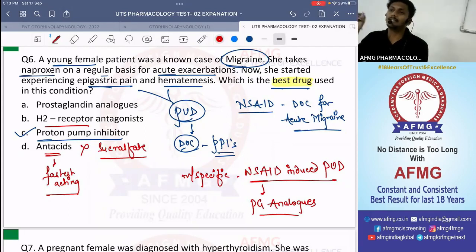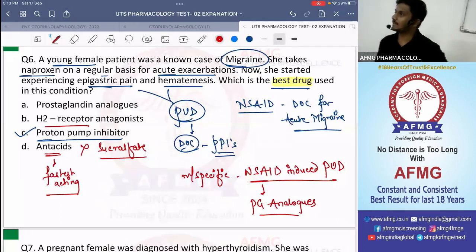And if you give antacids, what will happen? Antacids will neutralize the acid, and sucralfate usually works in an acidic environment. Therefore, if you give antacids prior to sucralfate, the patient will have no use of the sucralfate, because sucralfate cannot act if the acid has been neutralized. Okay? So remember this important thing.